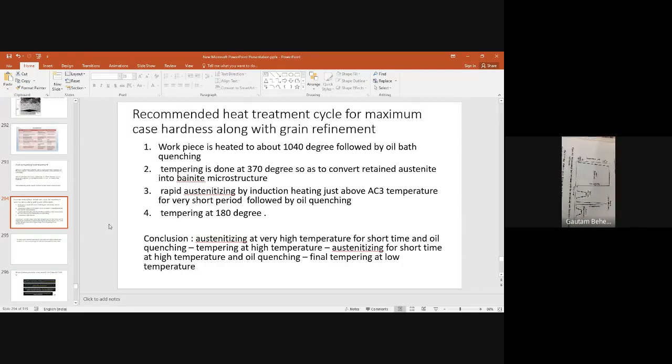Then again you have to do oil quenching. And finally we have to do tempering again, at low temperature. So tempering is essential, you understand. Quenching is done, so tempering is essential.